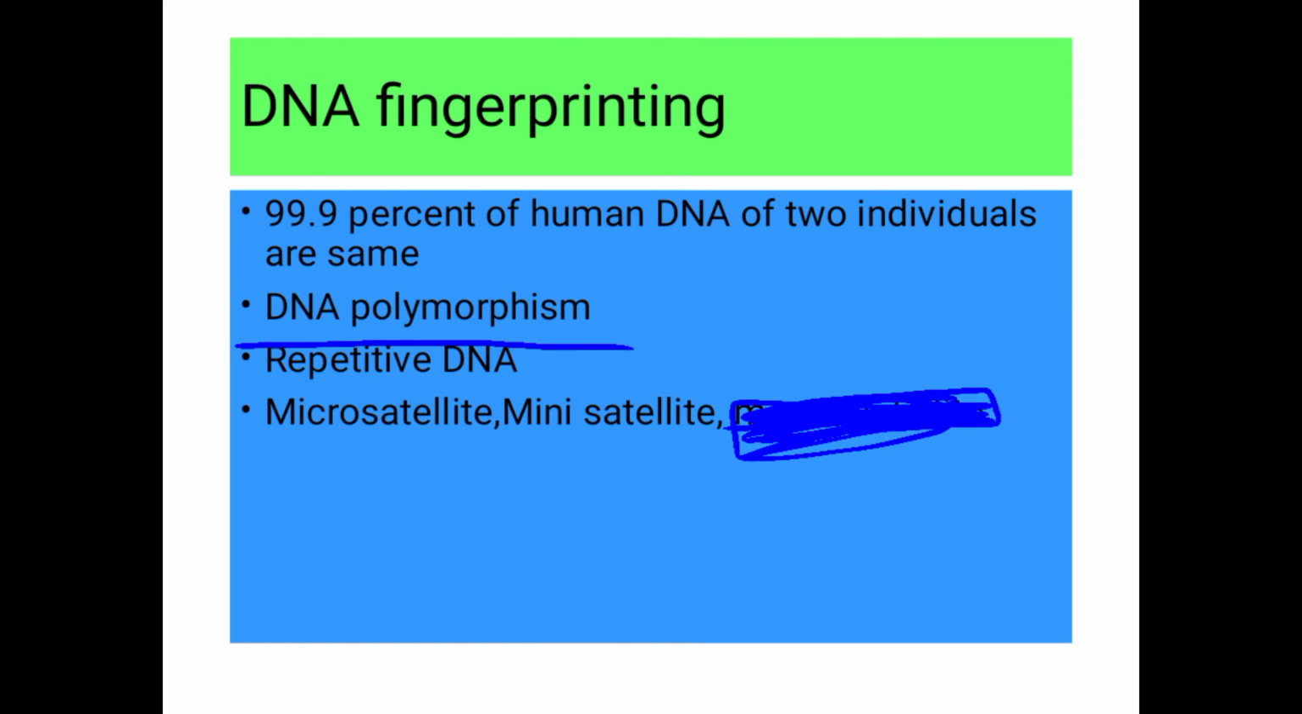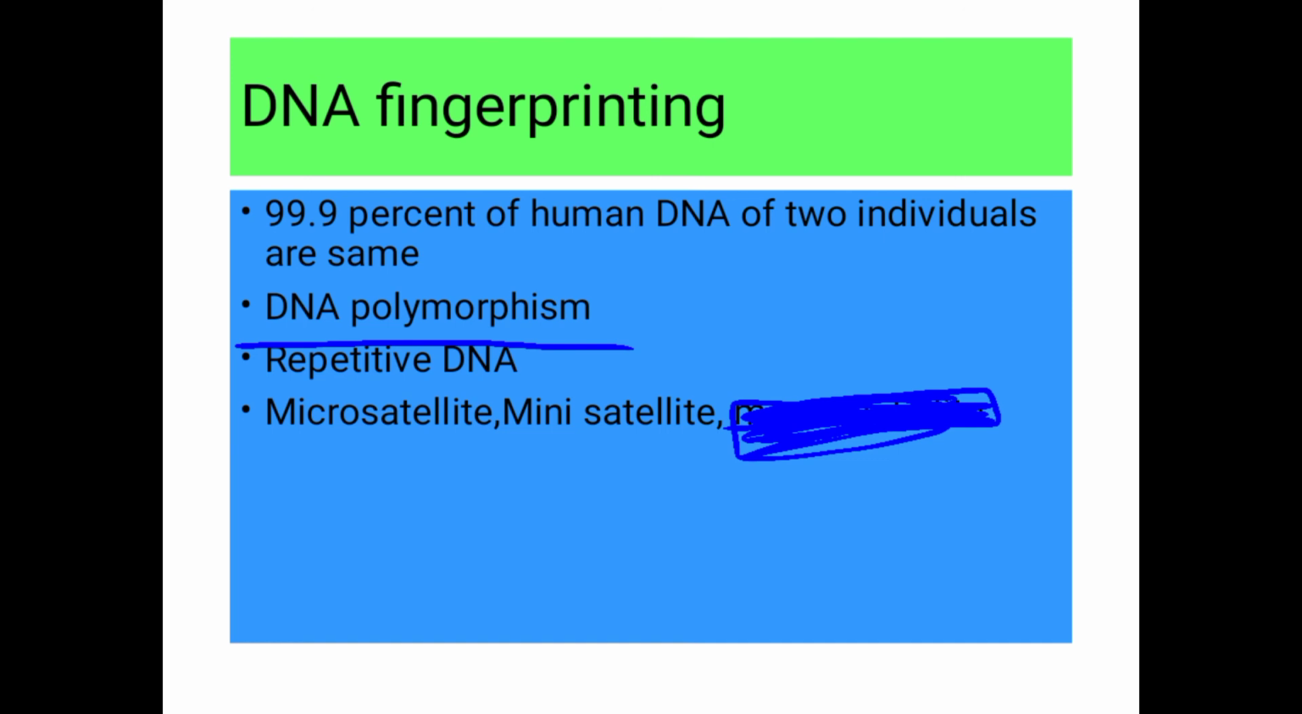So this inheritable mutation, if it is available in a population with high frequency, is defined as DNA polymorphism. So in alleles, if there is a difference, and in a population you can find them at a high frequency, then it is also known as DNA polymorphism.